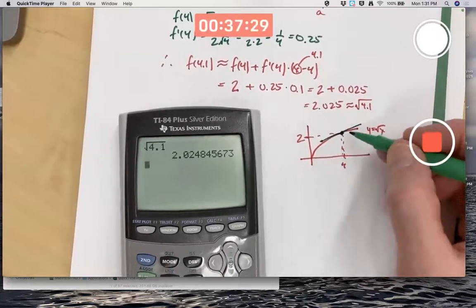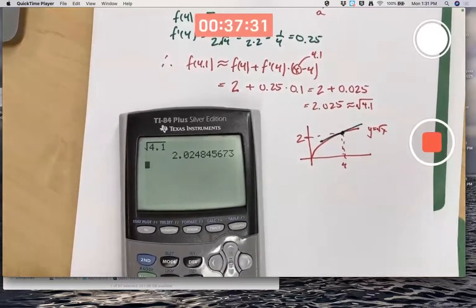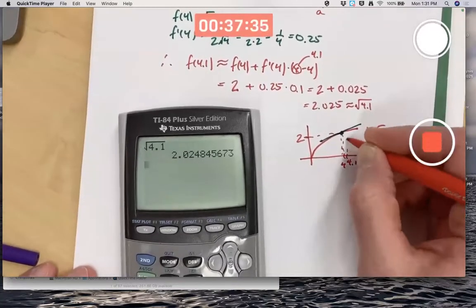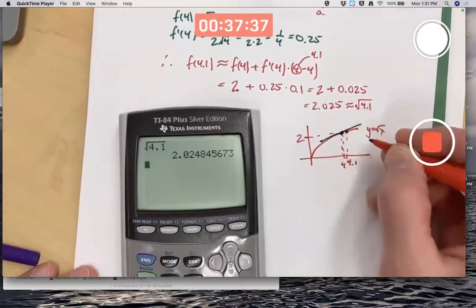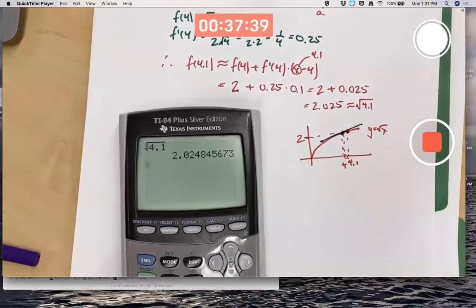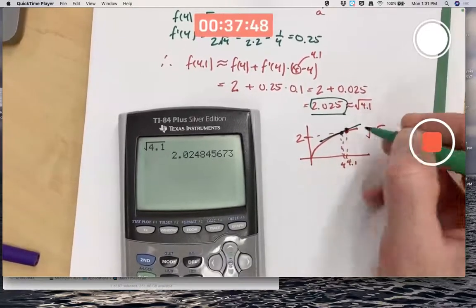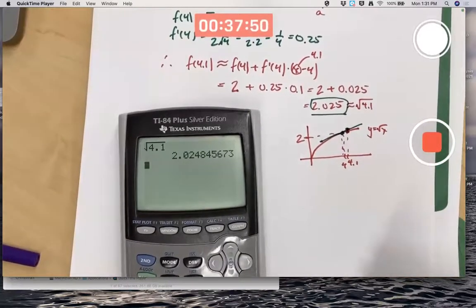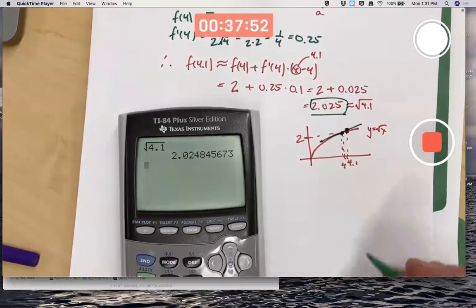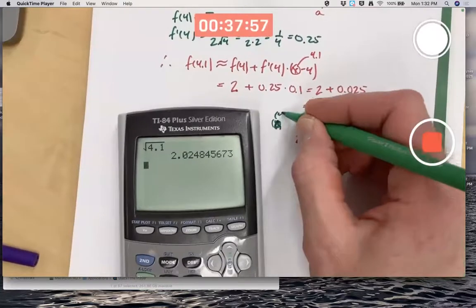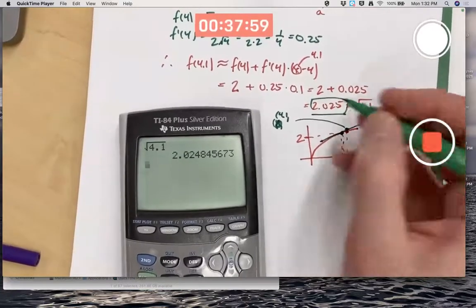We're trying to approximate the second coordinate on this graph when the first coordinate is 4.1. The second coordinate at that point is the true value of the square root of 4.1, which is going to be an irrational number. What we just did in finding this value is finding the second coordinate on the green graph, the tangent line. That point has coordinates 4.1, comma, 2.025.